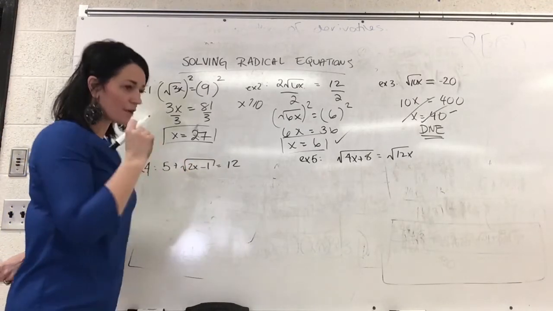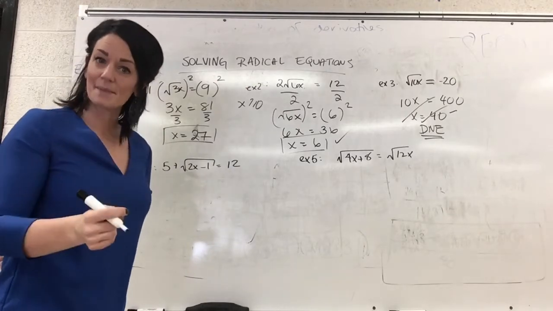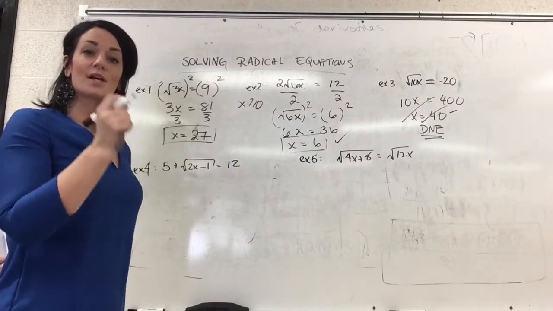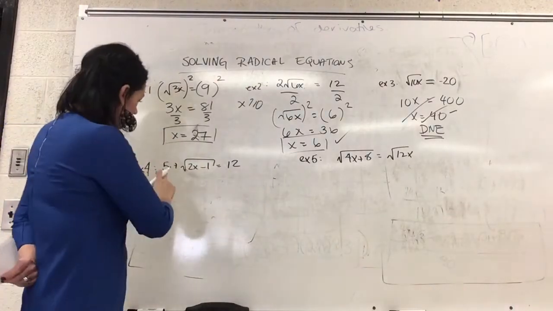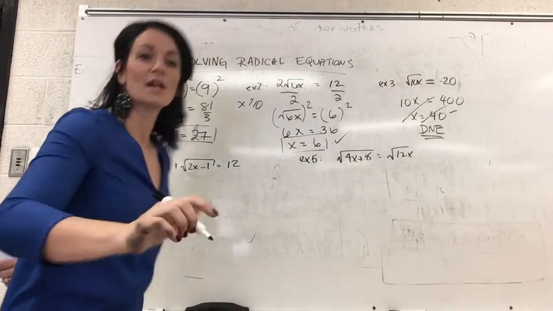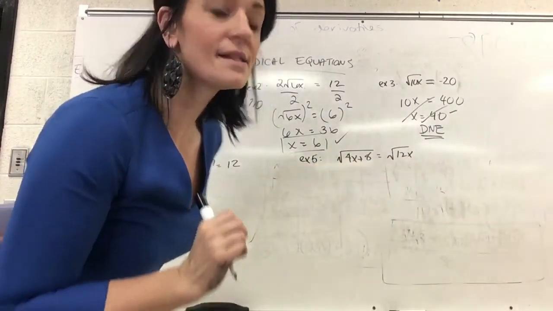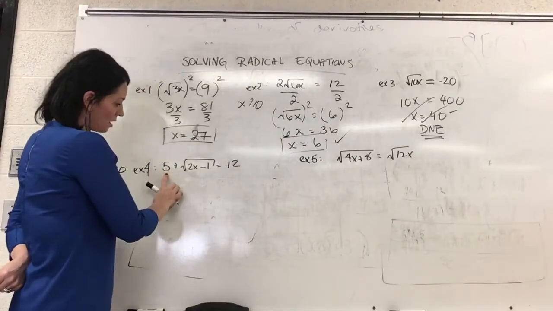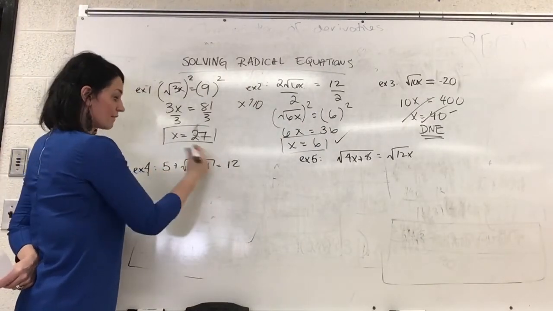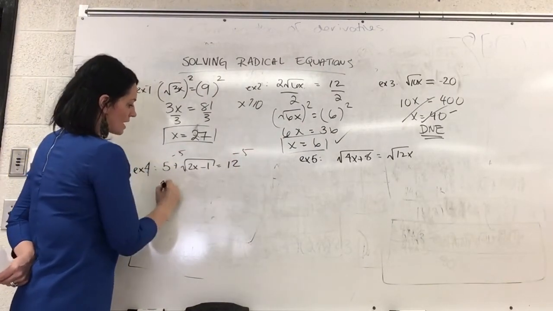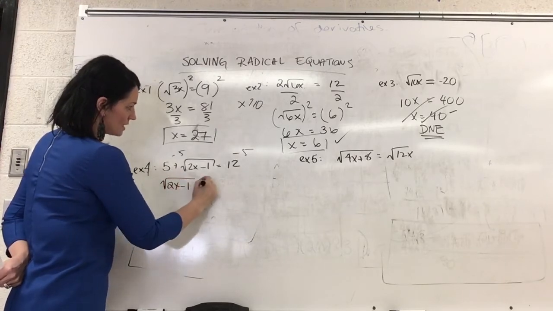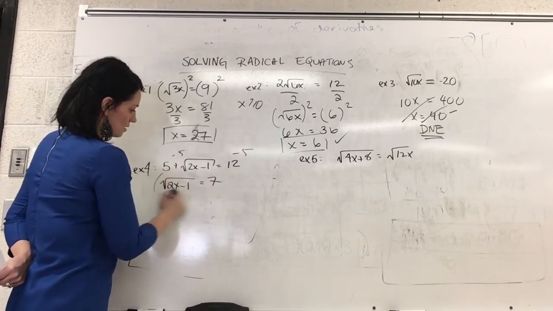All right, so then let's look back at the equation. Remember, I'm trying to solve for x. When I'm trying to solve for x, I'm trying to get x by itself. When I have radical functions, I want to get the radical by itself. So I'm going to get rid of this 5. This is adding 5, so I'm going to subtract 5 from both sides. So I end up with root 2x minus 1 equals 7.